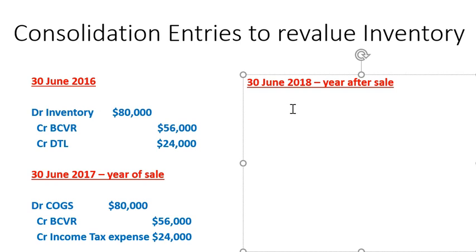Okay, so now we'll move on to the year after sale. In the year after sale, what will happen is we will need to make an adjustment to the opening balance of retained earnings, and that will be for $56,000. The reason we do this is because in the year of sale, we increased our expenses through cost of goods sold by $80,000, and we also reduced our expenses by $24,000. So the net amount is $56,000 that we actually increased our expenses.